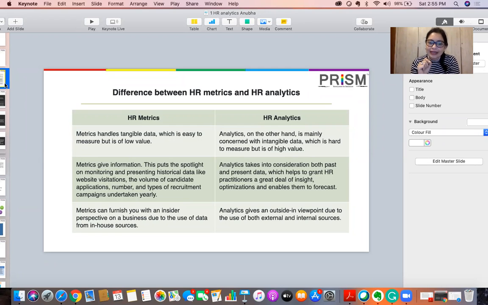But when you talk about analytics, it is absolutely the reverse, where it is not on tangible data but on intangible data, which is hard to measure but has a very high value.